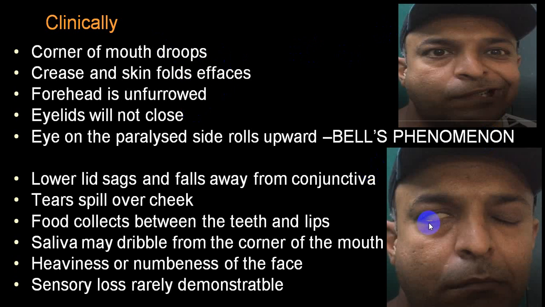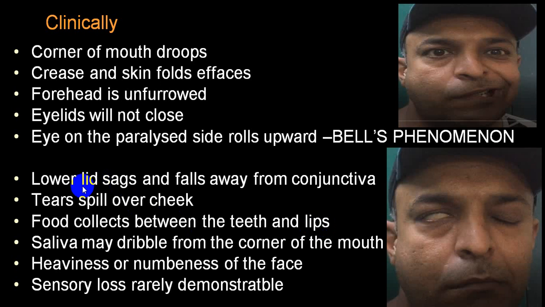You can see here this is a typical Bell's phenomenon. The person is asked to close the eye tightly. On this side you can see the person can close the eye tightly. Nasolabial fold is prominent. Furrowing of the forehead is there. On this side there is no furrowing. Eyebrow cannot be lifted up. Almost no nasolabial fold. Angle of the mouth is drooping down. Even this nasal part is drooping down. And the eyeball is rolled up. This is classical Bell's phenomenon and unilateral lower motor neuron palsy.